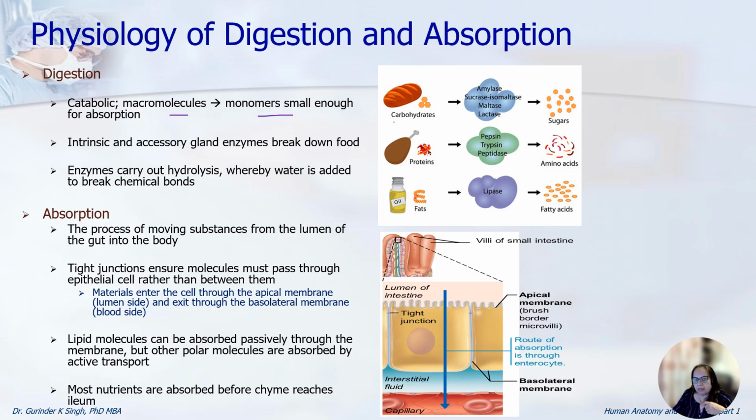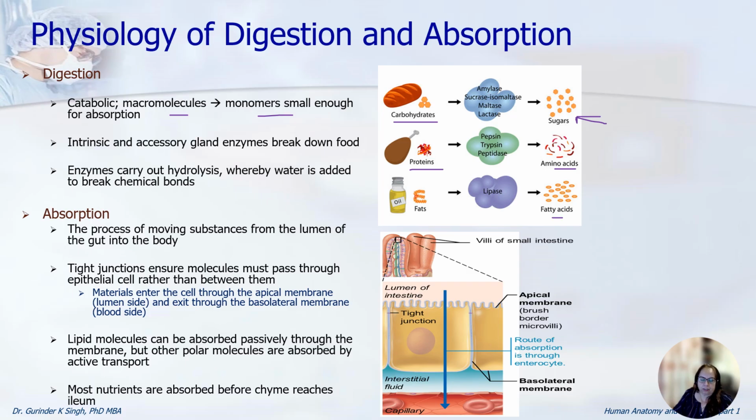For example, the carbohydrates can be broken down into sugars, simple sugars. Okay, so the enzymes are your amylases, sucrases, isomaltases, maltase, lactases, etc. Proteins can be broken down into amino acids by pepsins, trypsins, peptidases, etc. Fats and oils can be broken down into fatty acids and cholesterol by lipases, etc. Okay, so it's the enzymes which do the work. So the enzymes do hydrolytic function. Okay, so they use water and they break the water into two parts and then they add it to the chemical bond they are breaking.